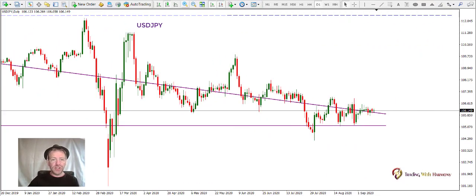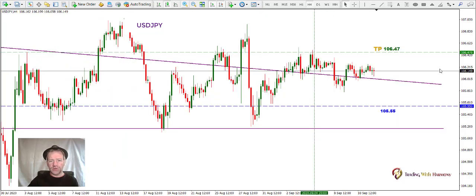Okay, so the dollar yen. We can see here this bearish trend line has been hovering along here for the last good while. So let's go into the 4 hours.